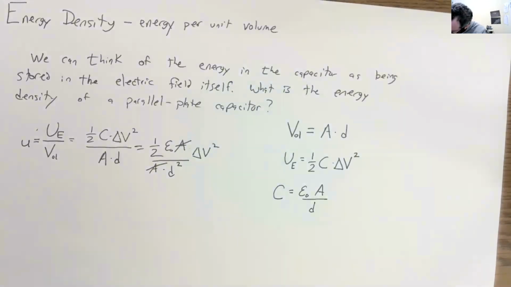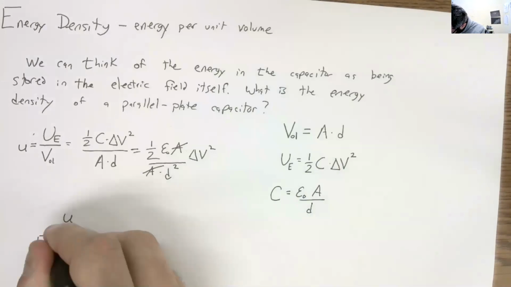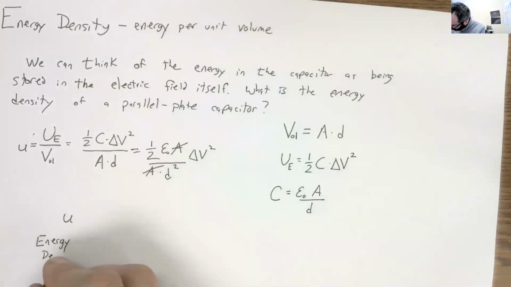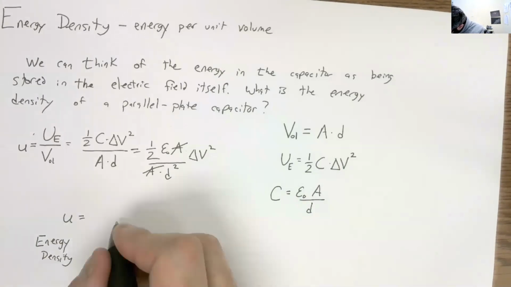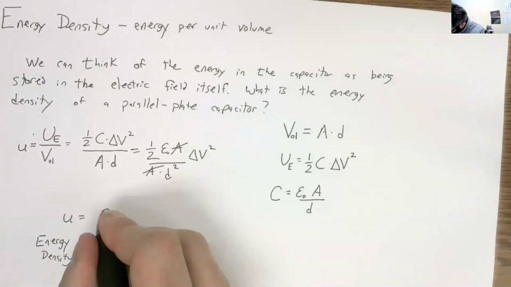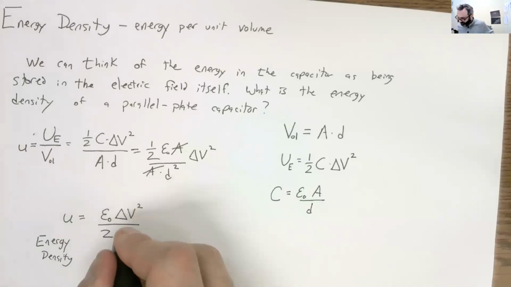So what I get is the energy density. I'm going to label this energy density equals just epsilon naught times the potential squared over 2D squared, right, where D is the separation distance.